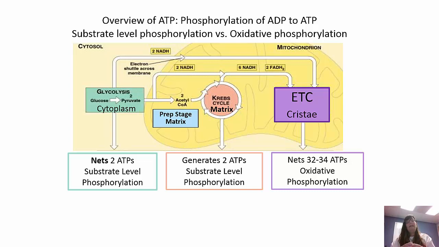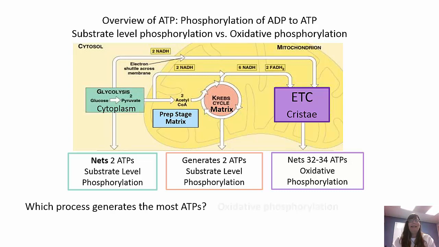Now, oxygen has to be present because as soon as we finish glycolysis, now we need oxygen. So if oxygen is present, we will go through the Krebs cycle and go through the electron transport chain. Oxygen is the final electron acceptor. So without oxygen, the whole system will break down. So the electron transport chain needs that oxygen to generate the most ATP.